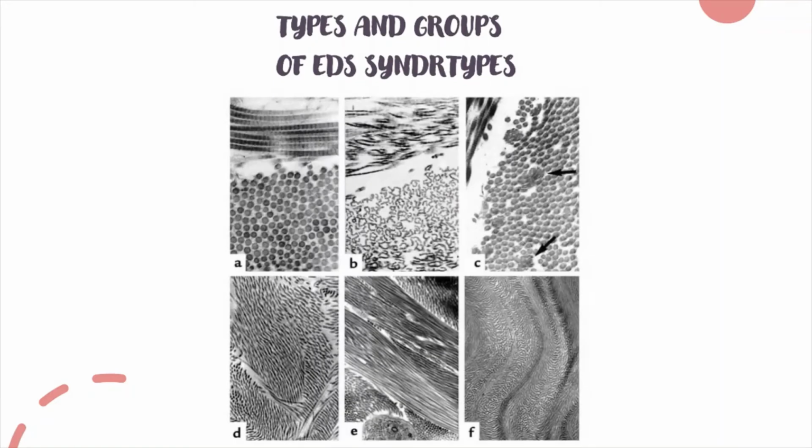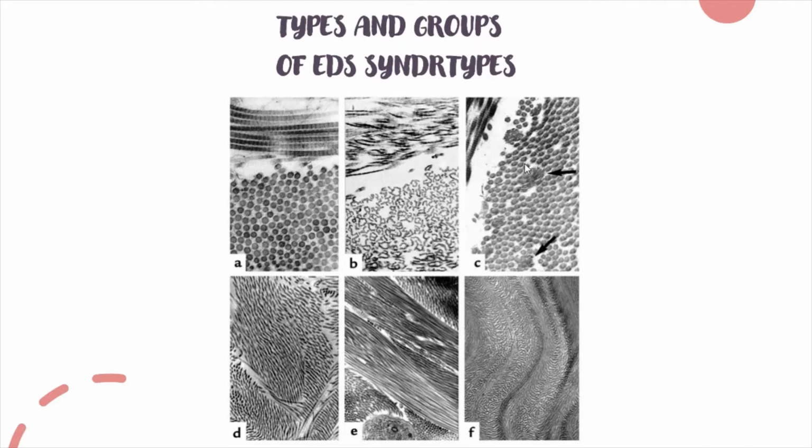Types and groups of EDS syndrome. Here we can see different groups of pictures. Here we can see normal collagen fibrils, which are of normal uniform size and have proper spacing, and fibrils from a person with dermatosparaxis, which show dramatic alterations in fibril morphology with severe effects on the tensile strength of connective tissues. For example, a person with classical type of EDS shows this type.